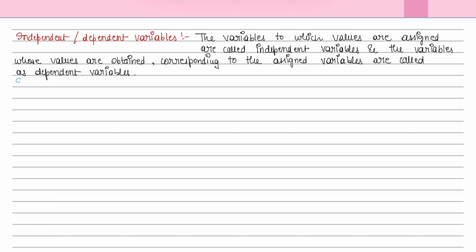For example, y is equals to sin x, where x belongs to minus infinity to infinity. Here x is my independent variable and y is my dependent variable.